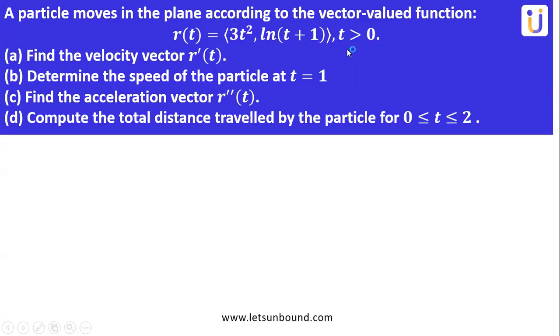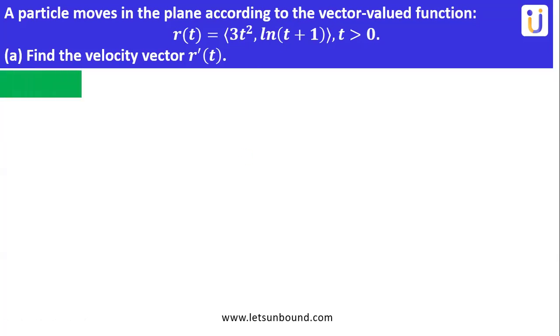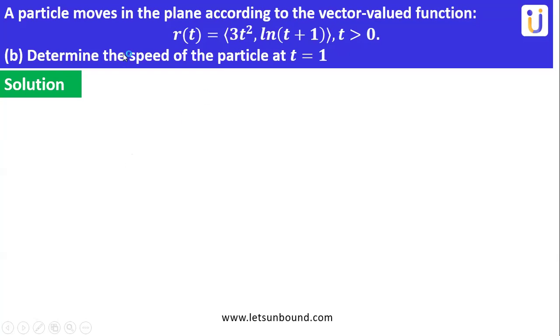Now, a particle moves in a plane according to the vector valued function. They defined it. Find the velocity vector, determine the speed, find the acceleration, and compute the total distance traveled by the particle. Let's solve it one by one. Velocity vector: just differentiate the individual components. 3t squared becomes 6t. Differentiating ln of t plus 1 gives 1 by t plus 1. That's simple.